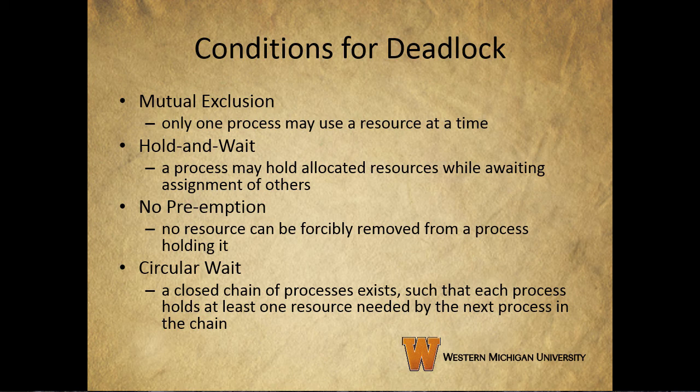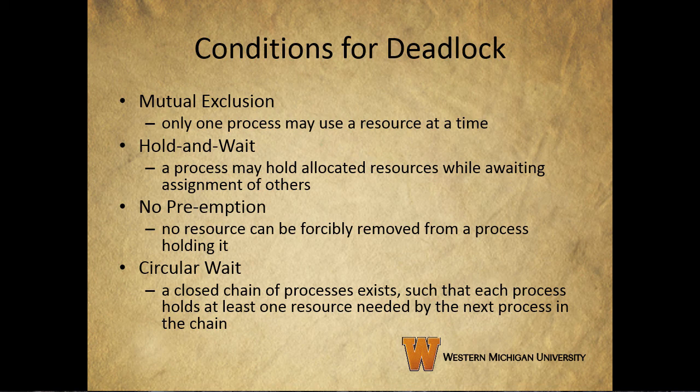So the first three conditions here, mutual exclusion, hold and wait, and no preemption, are necessary but not sufficient for deadlock to happen. For a deadlock to actually take place, we have to have the fourth condition, which is circular wait. That means a closed chain of processes exists such that each process holds at least one resource needed by the next process in the chain.